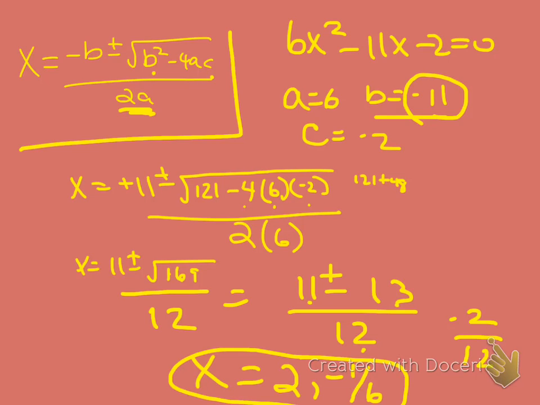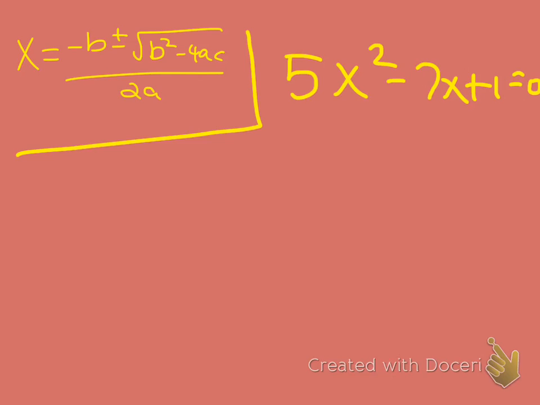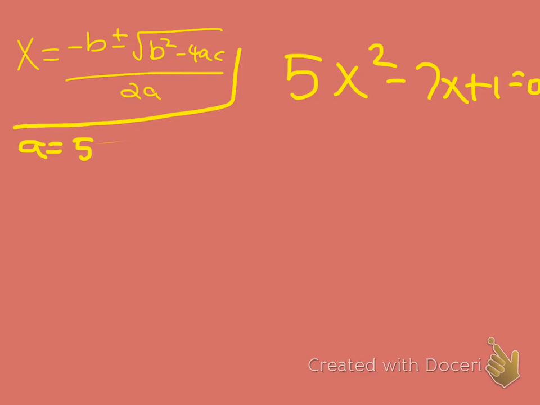Let's do another one. All right, so we're going to keep the quadratic formula kind of on our little sticky note near us so that we can remember it. And I'm going to give us some more room. Okay, what's A? 5. Okay, what's B? Negative 7. Negative 7, good job. And C is 1.